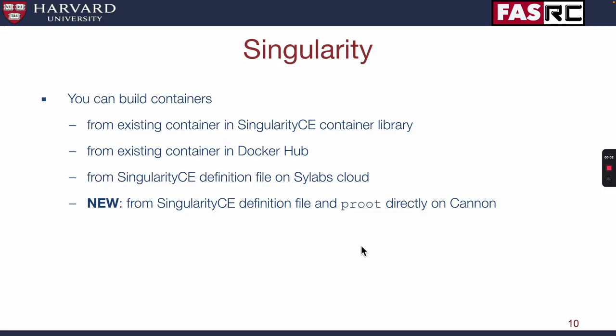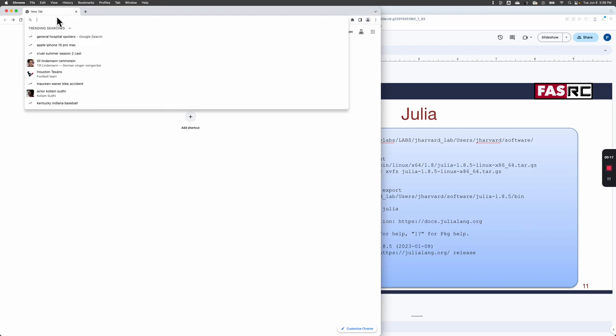With Singularity on Rocky 8, you can build containers from an existing container in the Singularity CE container library, from an existing container in Docker Hub, from a Singularity CE definition file on Sylabs' cloud, and for the first time, any user will be able to build Singularity containers directly on the cluster. This is possible because Singularity CE version 3.11, along with proot, has enabled anyone to build images on the cluster.